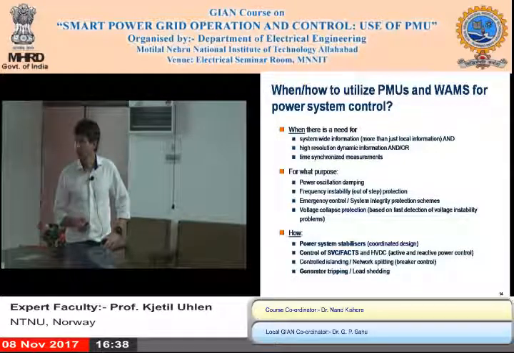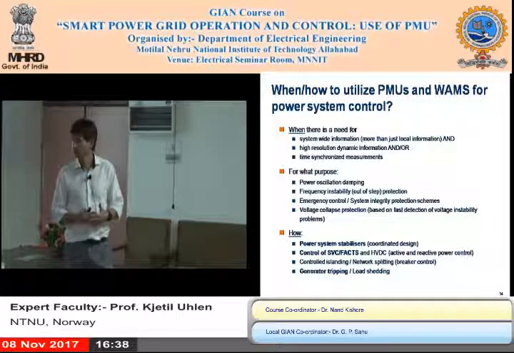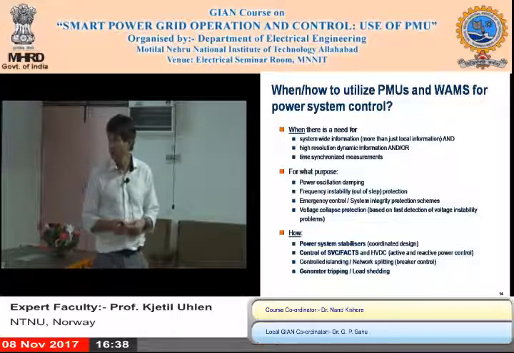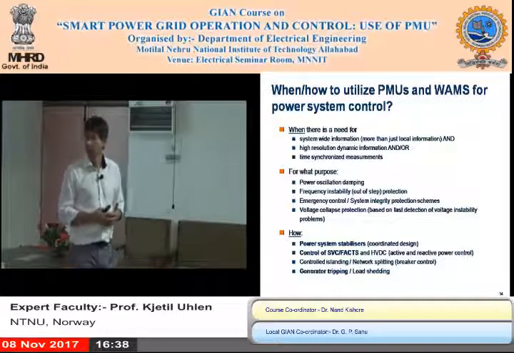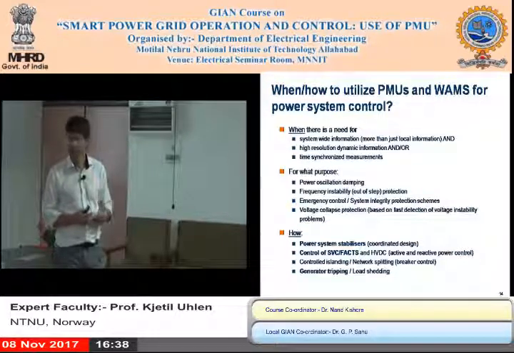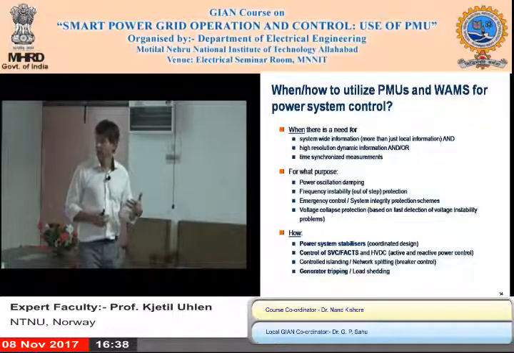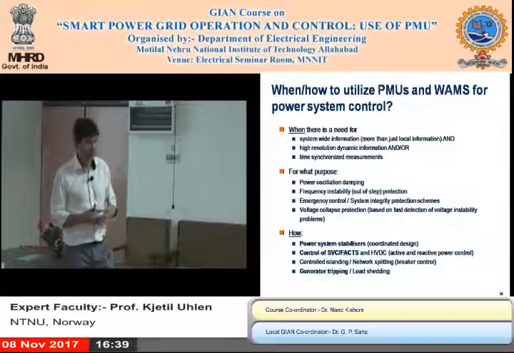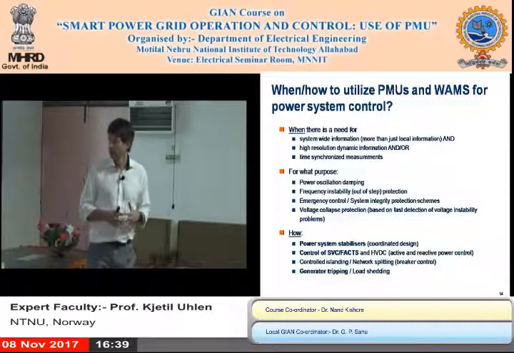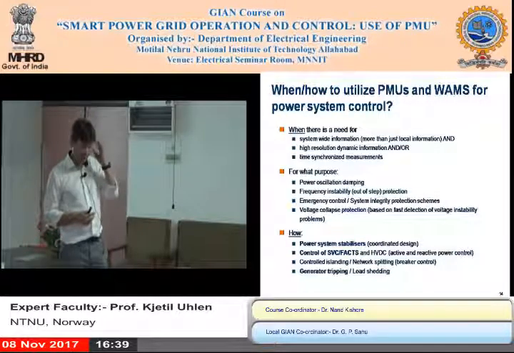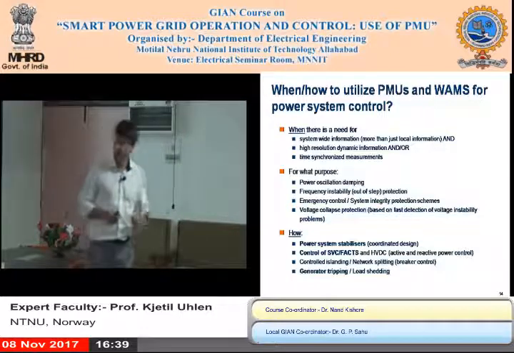And then how would we do it? We could look into power system stabilizers, how we could utilize PMUs for coordinated design. We could look into control of static VAR compensators or other FACTS devices, how you could optimize the use of that, including also high voltage DC converters. Now with more and more of the high voltage DC links being voltage source converters, you could utilize them for many purposes other than transmitting power.